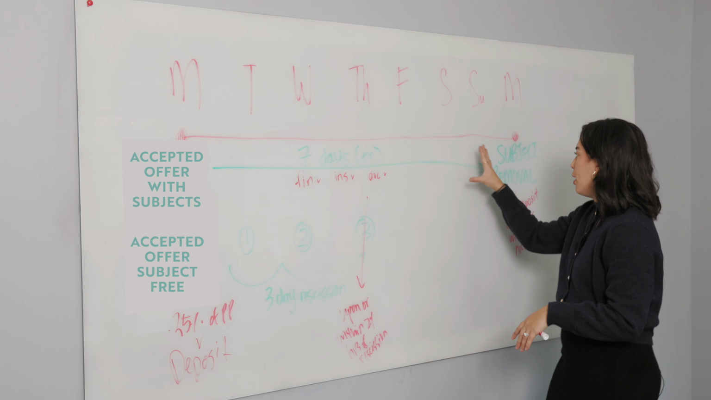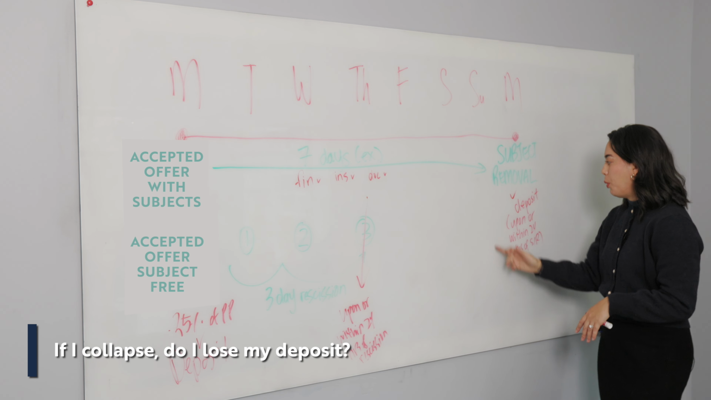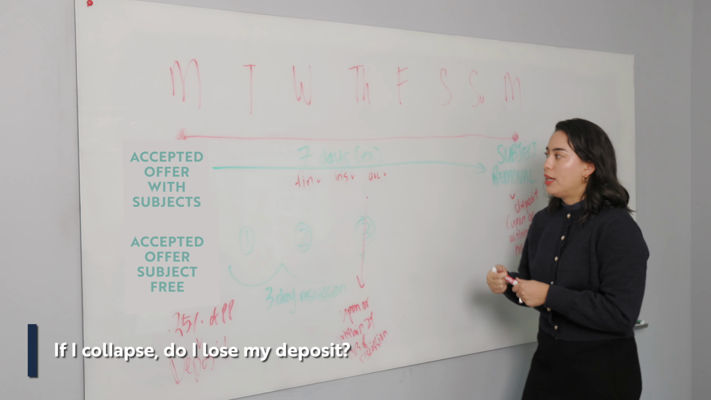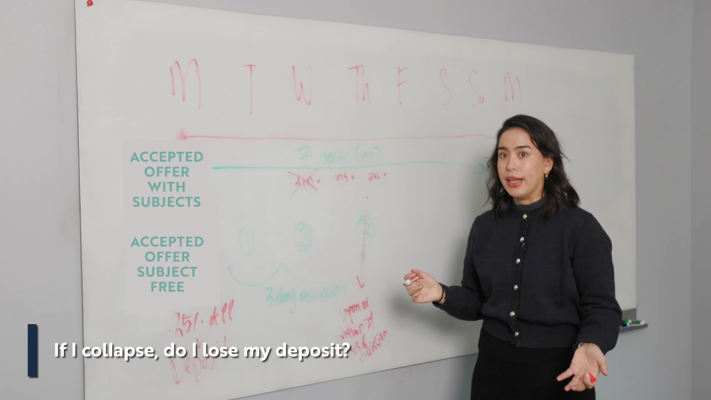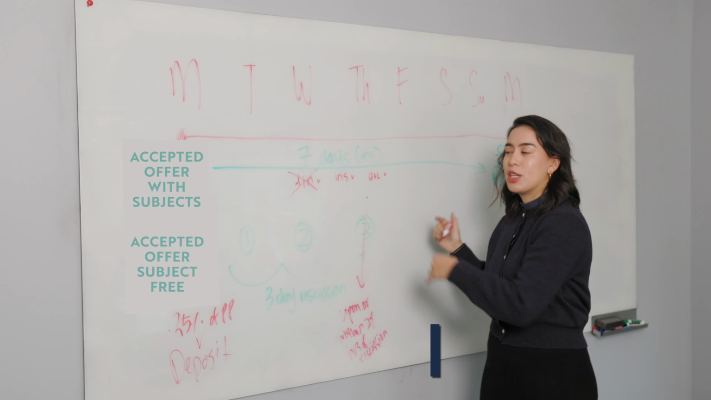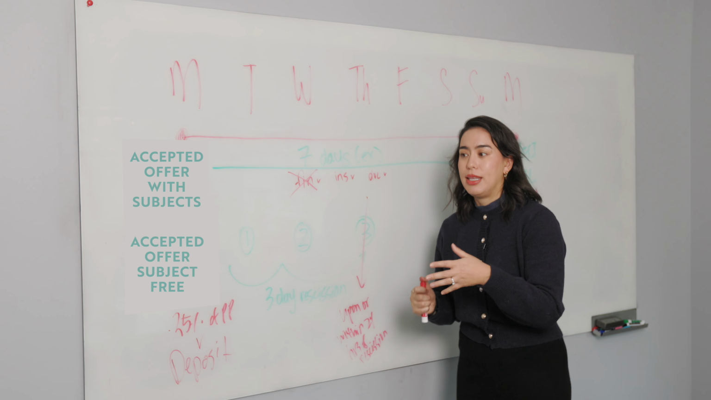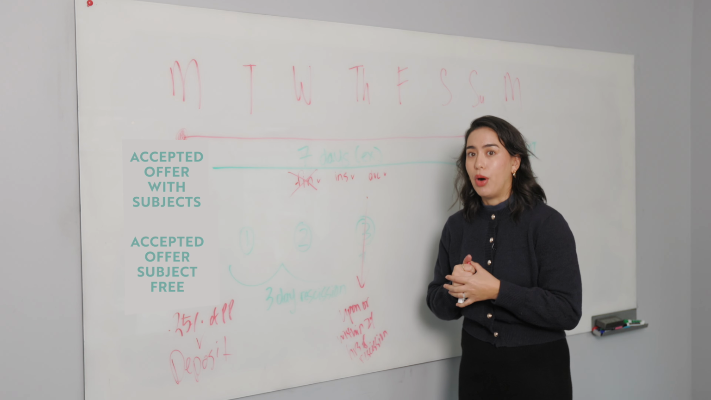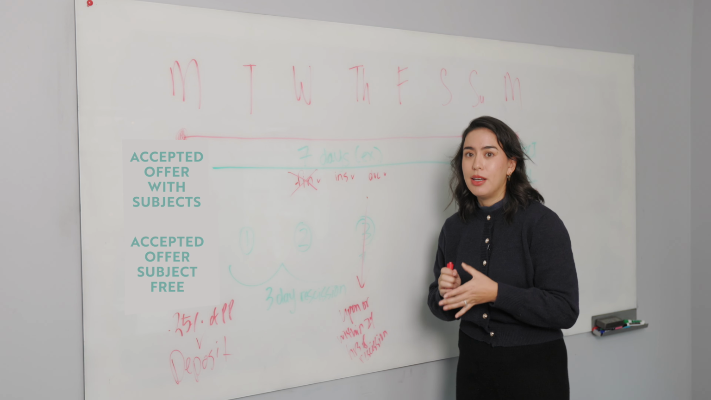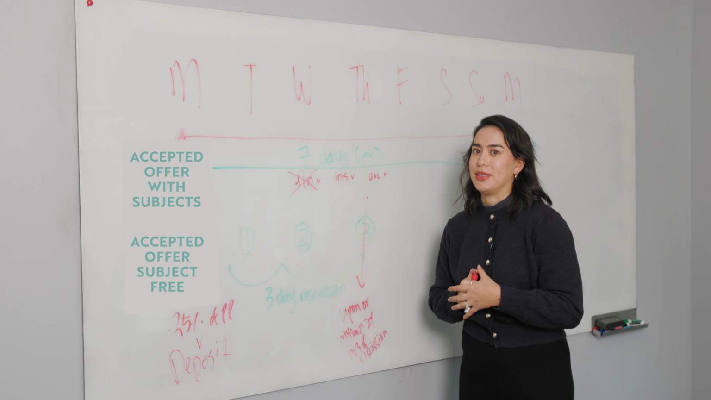So here you have this time frame and you have the subject removal, and because the deposit isn't given until after subject removal, that means that if you cannot get financing, you haven't given your deposit yet, so you don't lose anything. So if you have subjects on a contract and you are collapsing the property or backing out of that property with regards to the subjects that you have listed, then you do not lose your deposit because you typically have not given your deposit yet.